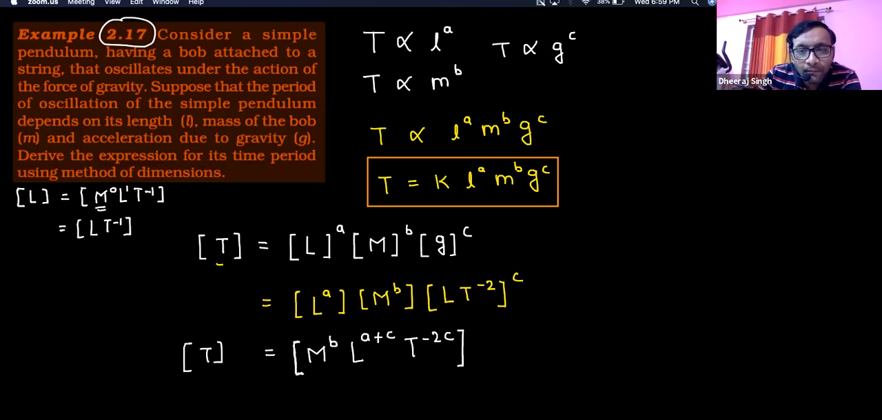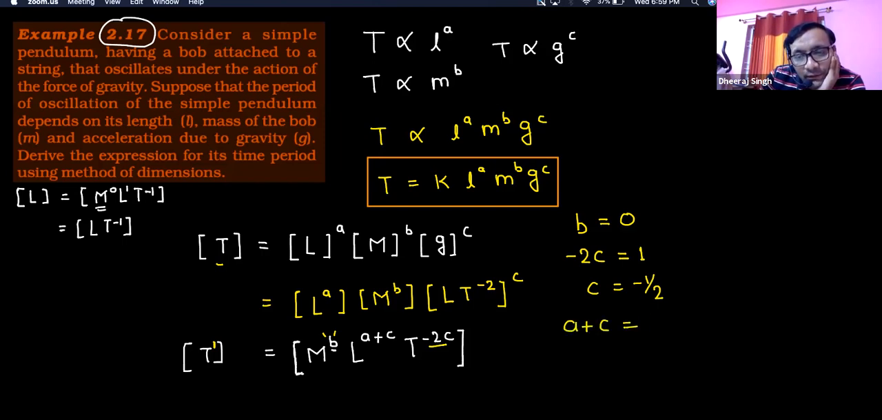Okay, now what to do? Now tell me, what is the value of B? Everyone, B is what? If I compare left hand side and right hand side, B is 0. So I can say B is equal to 0. Then minus 2C is what? Coefficient of T is 1. So minus 2C is 1, so C is equal to minus half. And if C is minus half, I know A plus C should be 0. So A is equal to minus C, which is half. So B is 0, C is minus half, and A is half.